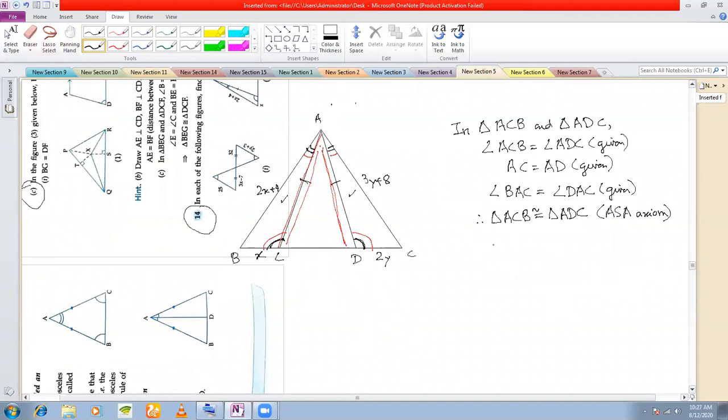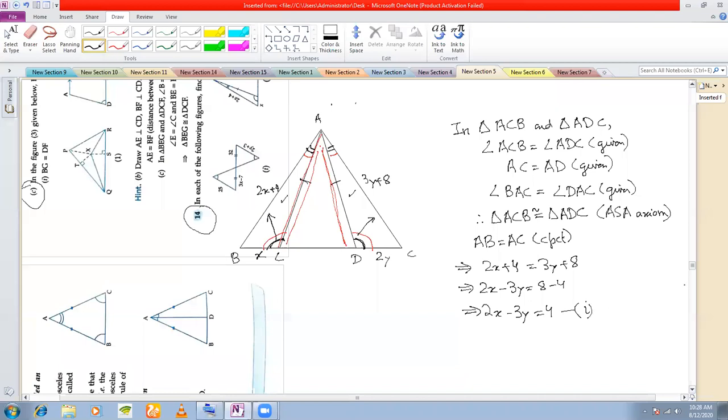Now what? That means opposite to this angle is this side, and opposite to this angle is this side. So therefore, AB must be equal to AC by CPCT. And what are the lengths given? 2x plus 4 must be equal to 3y plus 8. Let me just simplify this. You get 2x minus 3y is equal to 8 minus 4. That means 2x minus 3y is equal to 4. Call this equation number 1.